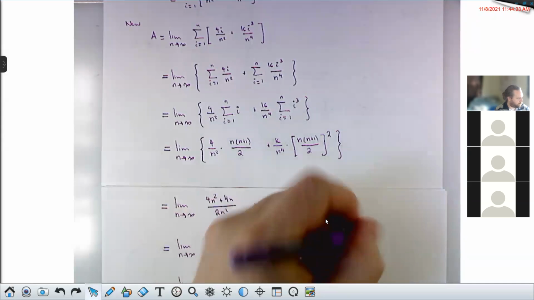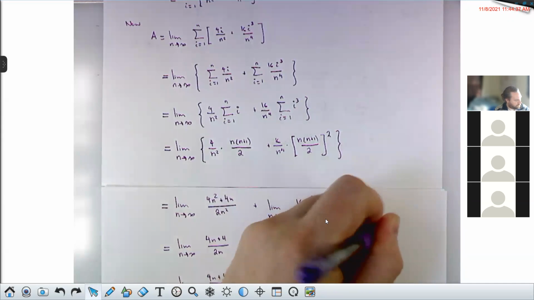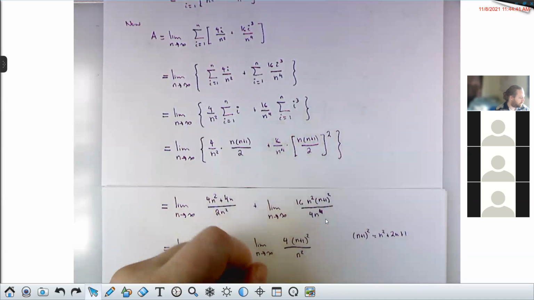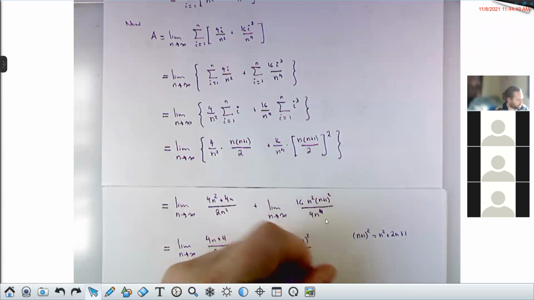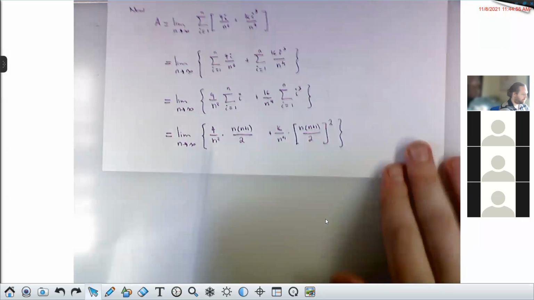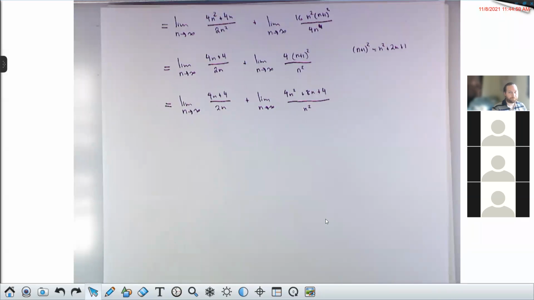This piece, n plus 1 squared, is n squared plus 2n plus 1. So this piece is lim n to infinity 4n squared plus 8n plus 4 over n squared. Move that up. There we go.